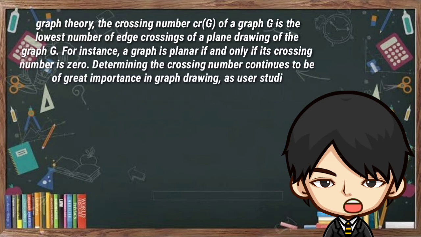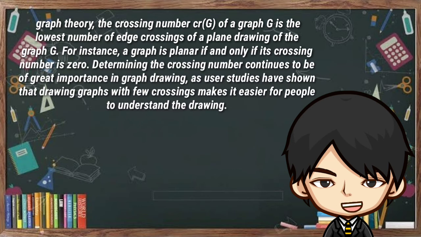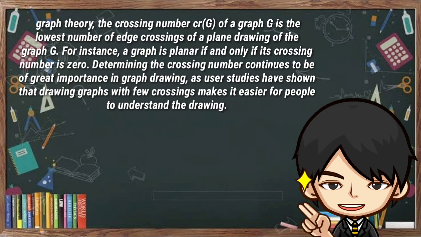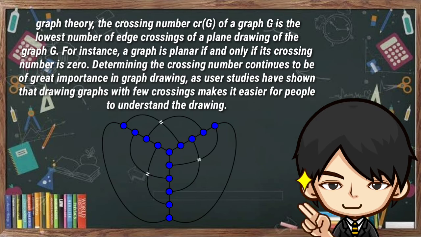Crossing number in graph theory. In graph theory, the crossing number of a graph G is the lowest number of edge crossings of a plane drawing of the graph G. For instance, a graph is planar if and only if its crossing number is 0. Determining the crossing number continues to be of great importance in graph drawing, as user studies have shown that drawing graphs with few crossings makes it easier for people to understand the drawing.